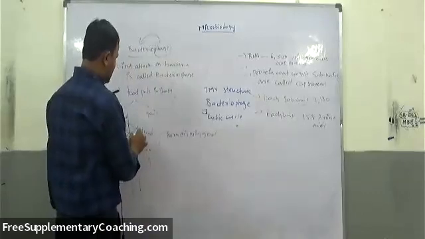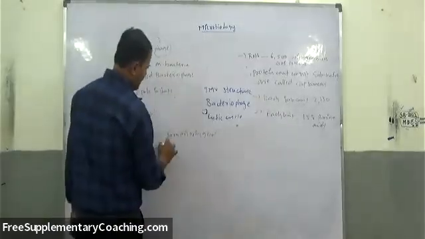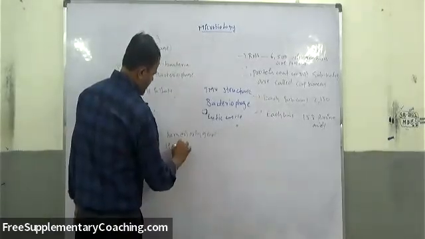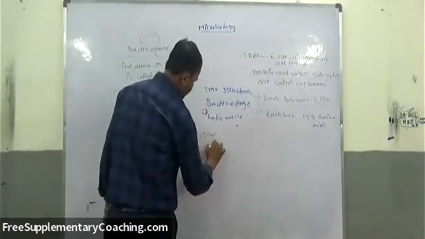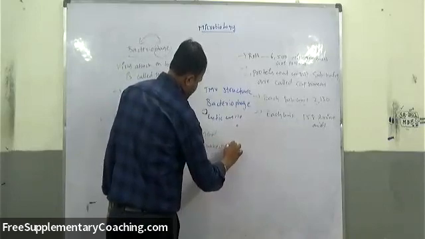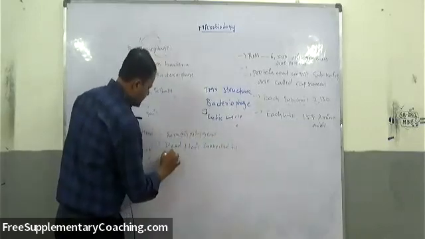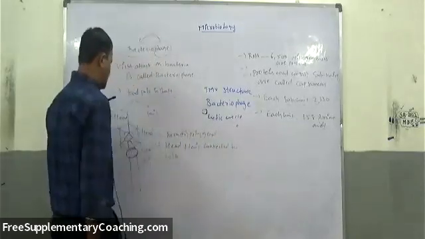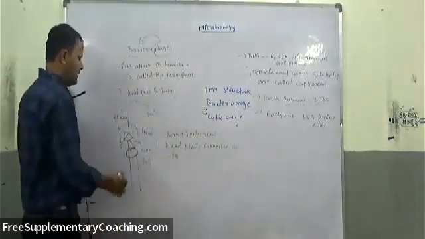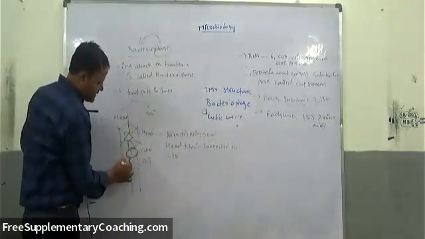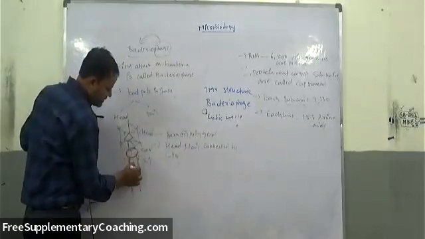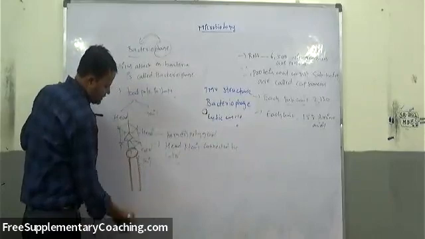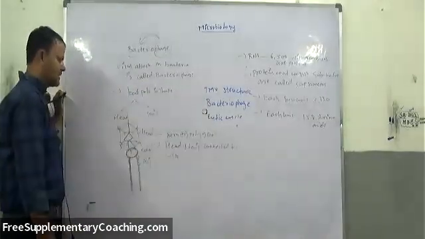Then the next one: the head and tail are connected by what? Connected by the collar. And the tail is covered by the tail sheath.